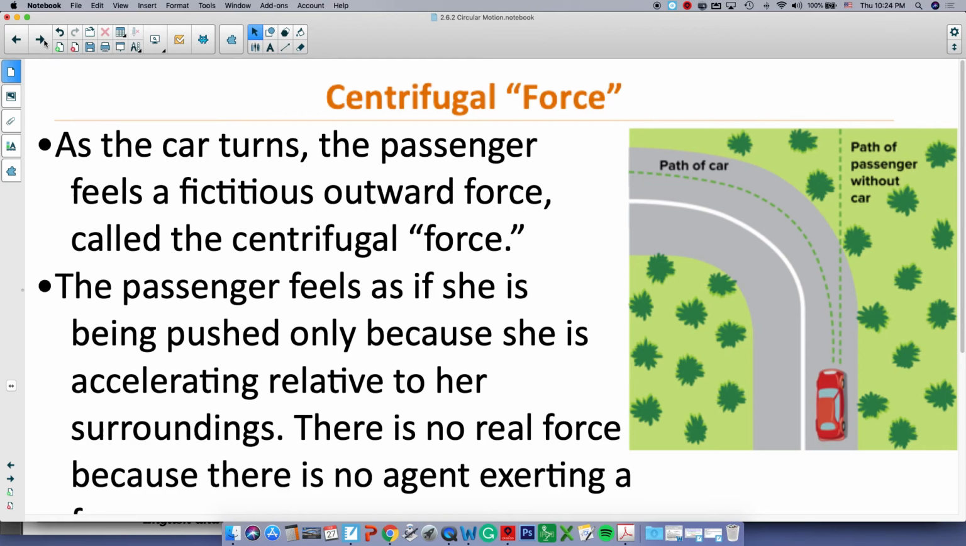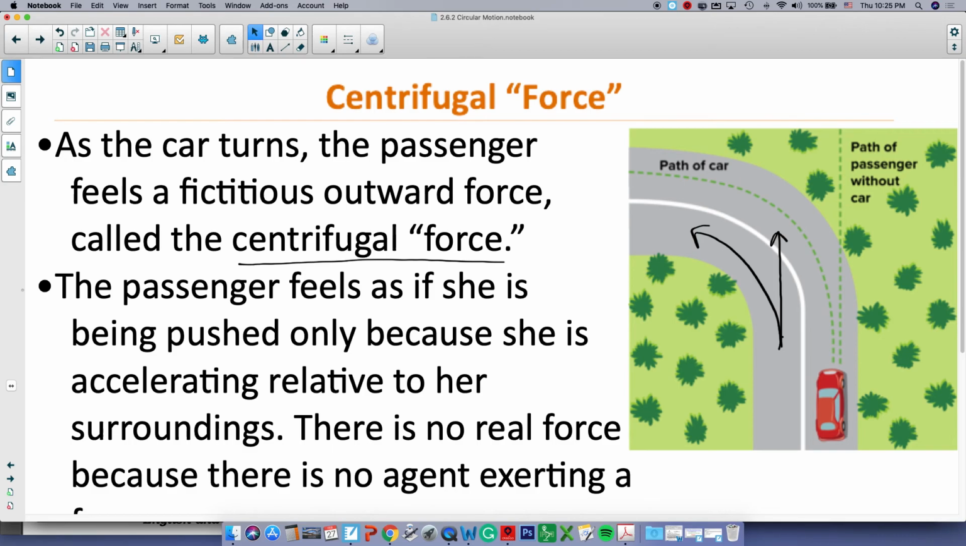So here is one of your quote-unquote agents. The car is turning. As the car turns, the passenger feels a fictitious outward force called the centrifugal force. If you want to look into this more, it's in the video that I supplied in the links. However, if you're just thinking this car turns that way, and you're in the car, then your body is going to want to keep going that way. You're going to slam up against the side of the car depending on the speed of the car. Some people have said that that is a centrifugal force, which is not really the case.